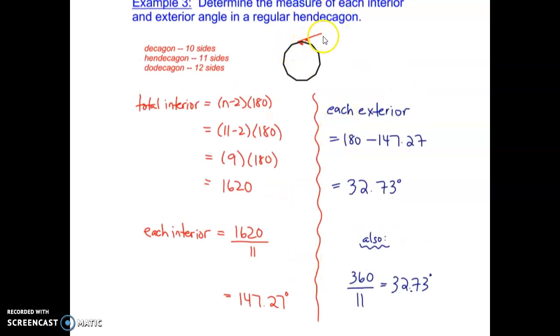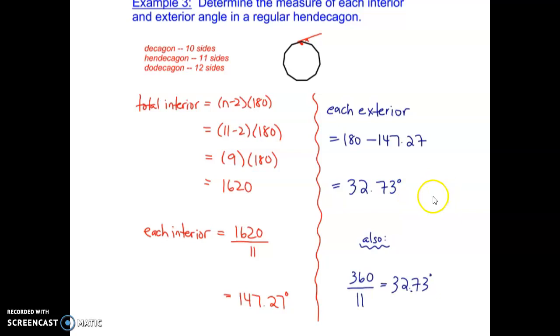Now what about the exteriors? So I've just extended a side to give you a visual here. That's my interior, 147 degrees. To find my exterior x, this is a straight line, so they are supplementary angles. Recall that word. These two angles add up to 180. So I can subtract 147.27 from 180, and that will give me my exterior angle. So there we can see that my exterior angle measures 32.73 degrees.